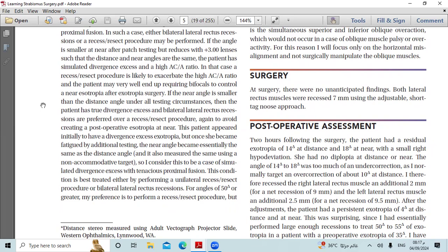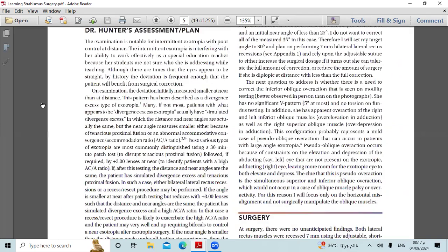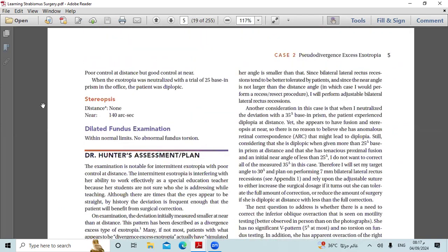For angles of 50 prism diopters or greater, my preference is to perform a recess-resect procedure, but her angle is smaller than that. Since bilateral lateral rectus recessions tend to be better tolerated by patients, and since the near angle is not larger than the distance angle, in which case I would perform a recess-resect procedure, I will perform adjustable bilateral lateral rectus recessions.